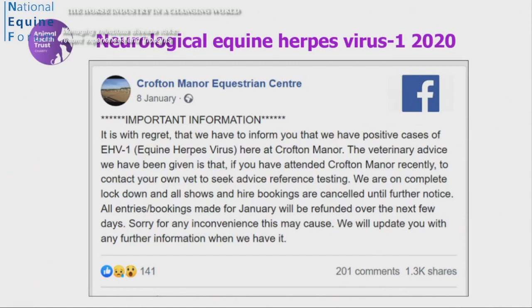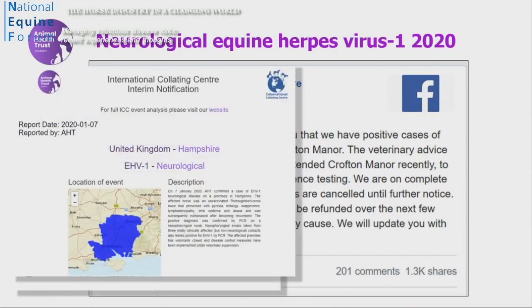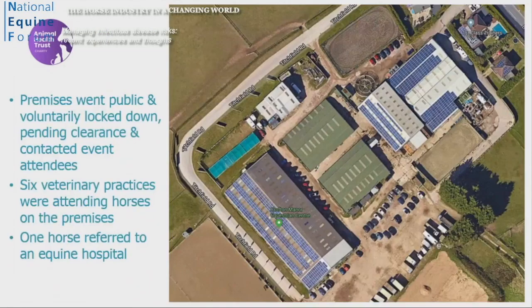The image I'm putting up here is, for me, one of the most positive things that we could take from today. This was the premise essentially going public and announcing that they've got the disease. And this single act made the control of this infection so much easier. And I really do commend the owners and the premise for doing this. We also reported on the disease through our usual International Collating Centre type reports. We put a report out through our Telltale text alert system so people knew what was going on.